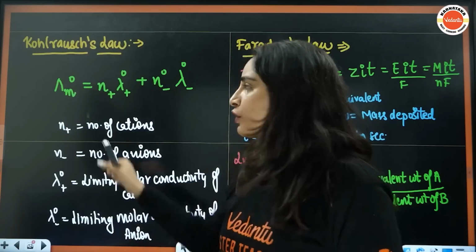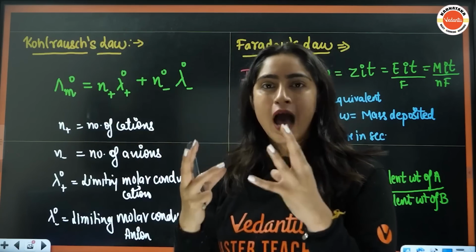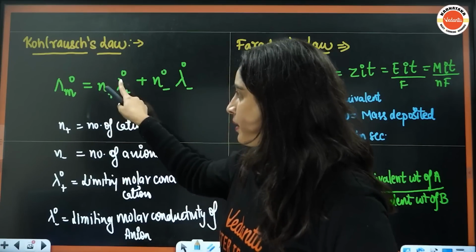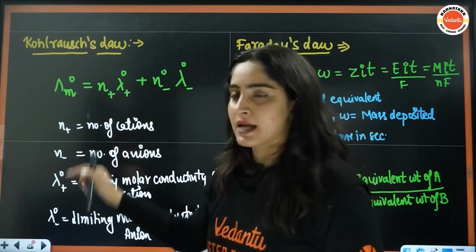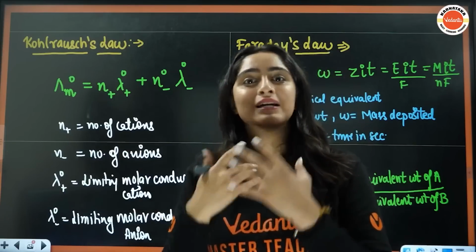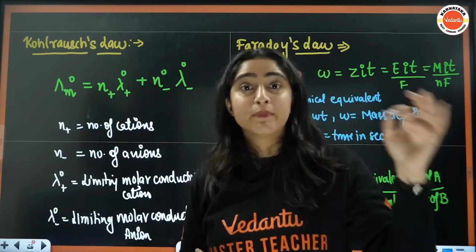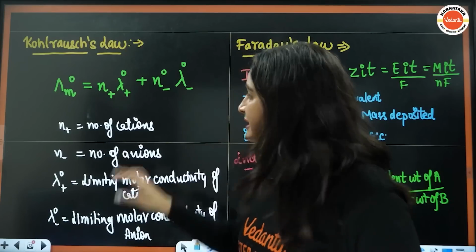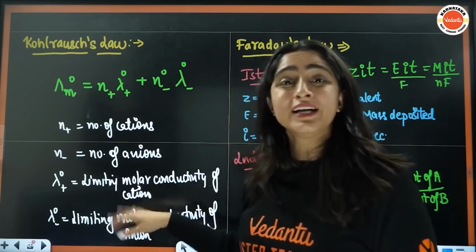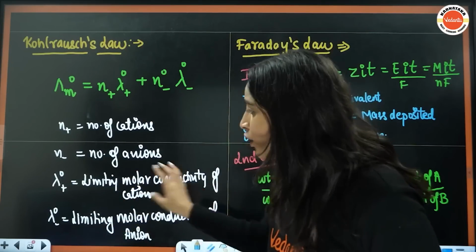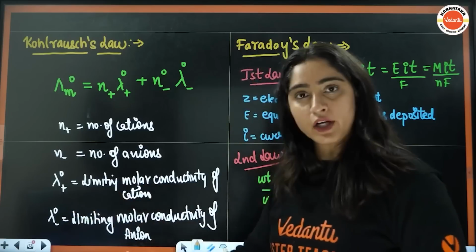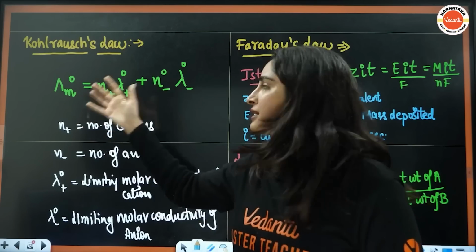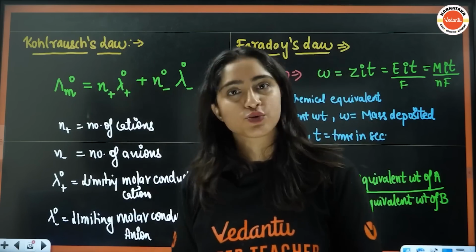This simply says that if you have an ionic compound, in that compound, these particular things represent that molar conductivity at infinite dilution will be equal to the molar conductivity of individual ions. These are the limiting molar conductivity of cation and limiting molar conductivity of anion. What is this N? This represents the number of cations and the number of anions that it is dissociated into.